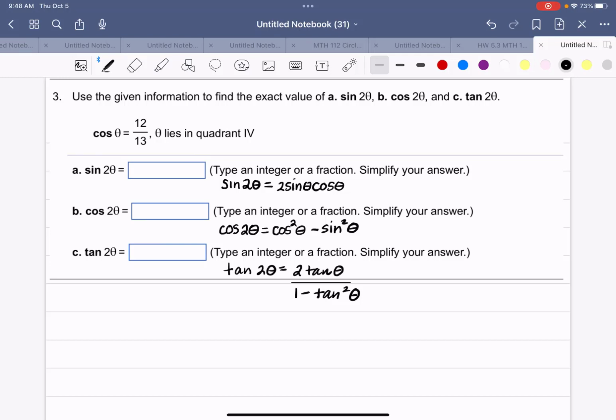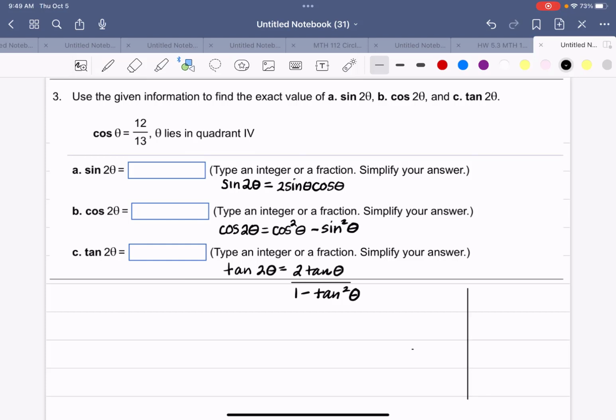Example number 3. Use the given information to find the exact value of A, sine 2 theta, B, cosine 2 theta, and C, tangent 2 theta. Given, cosine theta is 12 over 13, and theta lies in quadrant 4.